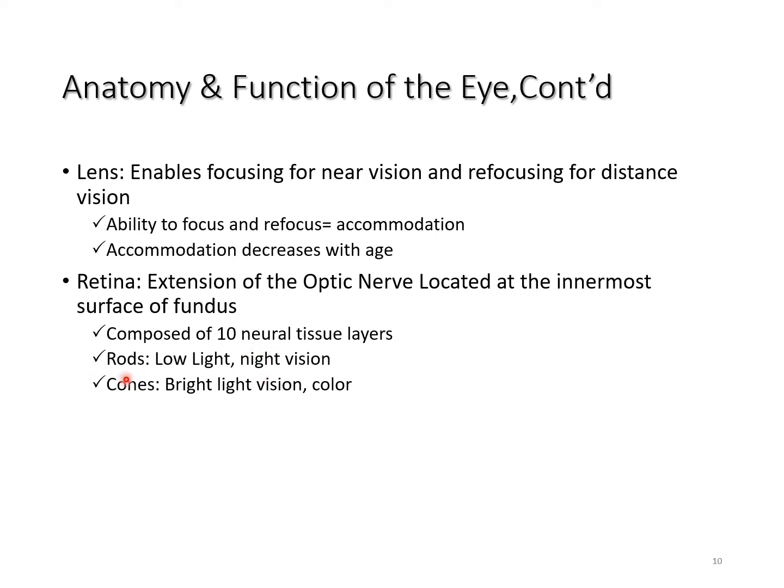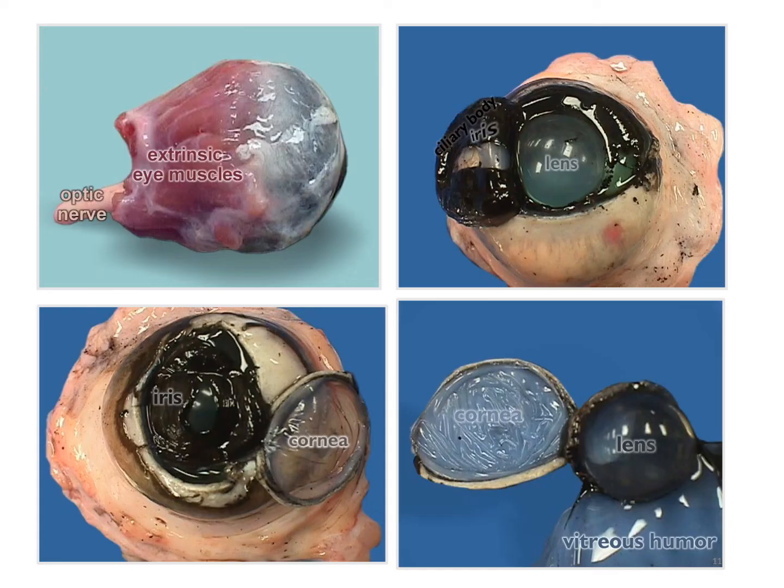So the rods in particular are responsible for low light and night vision. So we're able to see in very decreased light scenarios. And the cones help us to see with bright light vision, and then we're able to distinguish color as well. Okay. Just some pictures here of weird things.